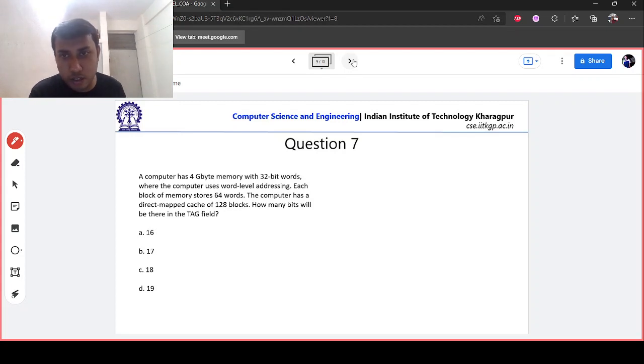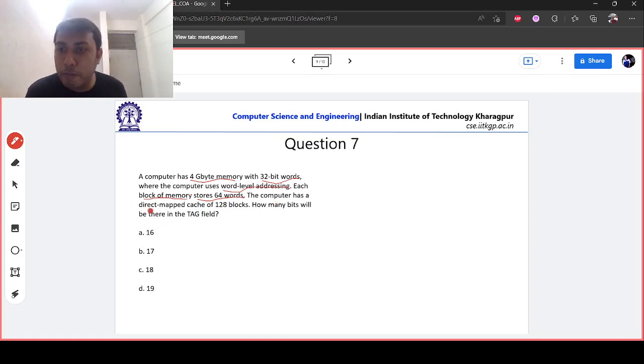So again, let's go into it one by one. First is we have a 4 gigabyte of memory. Next is each word is 32-bit. Next is the computer uses a word level addressing. Previous one was byte level, this is word level. Here it means each word, instead of each byte, has a specific address. Now it also says each block of memory has 64 words. So each block has 64 words.